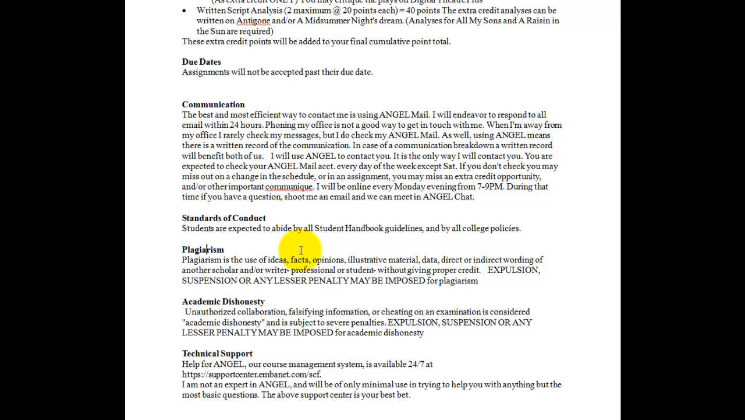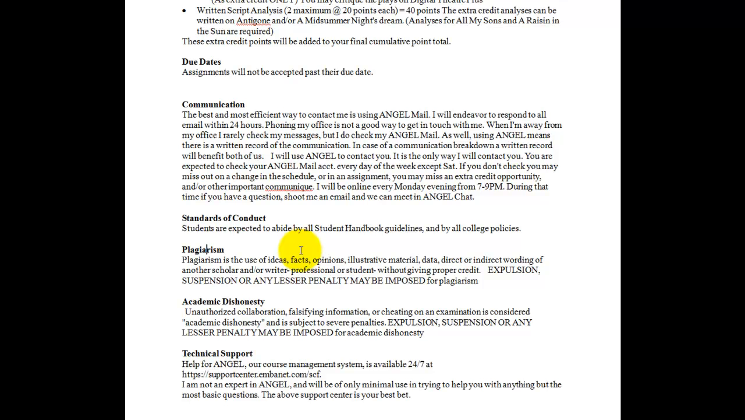Plagiarism is the use of ideas, facts, opinions, illustrative material, data, direct or indirect wording of another scholar and or writer, professional, student, without giving proper credit. Expulsion, suspension, or any lesser penalty may be imposed for plagiarism. I will endeavor to make sure that you get the most severe penalty possible if you're caught plagiarizing.